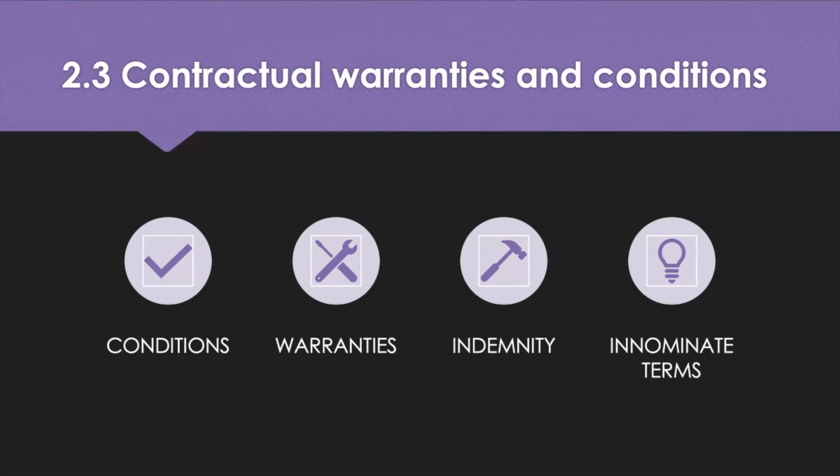And then the innominate term is the middle point between a condition and a warranty. It's often considered to be no man's land and criticised due to the way the innominate term can be interpreted as either a condition or a warranty. And it depends on the circumstances to which the potential breach relates and the effect the breach has on the injured party.